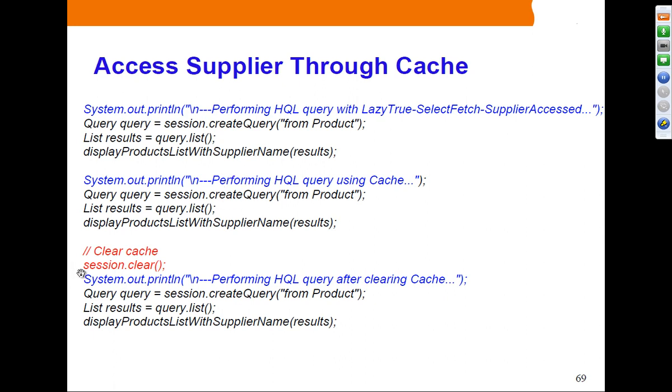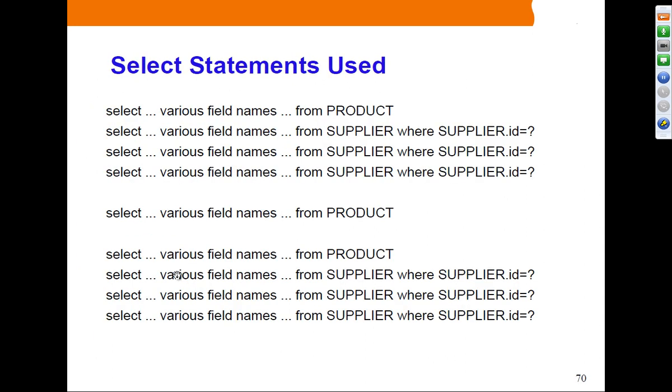Now you can clear the cache. Once you clear the cache and run the query again, it will have to perform a select statement to the database. Here, this one will not send the select statement because things are coming from the cache. And here it has to go to the database again, because session.clear means clearing the first level cache. So this is what you are going to see.